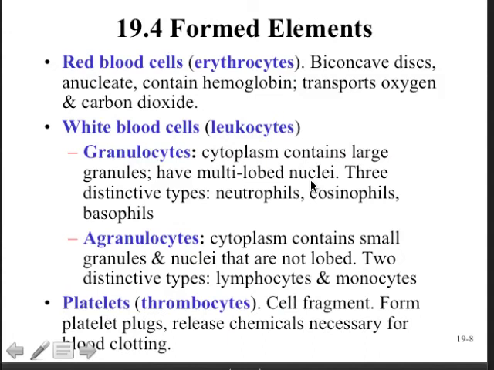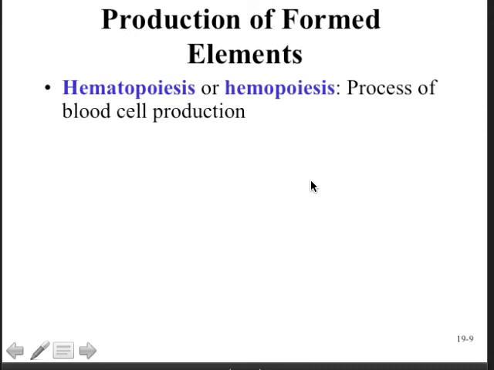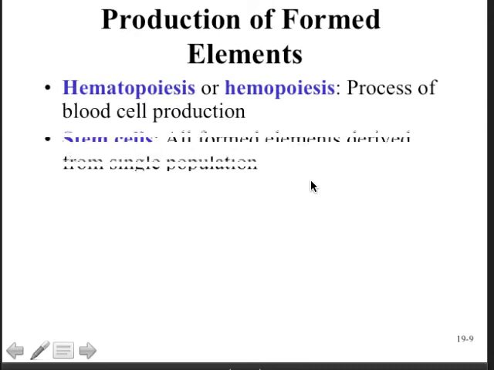The platelets are cell fragments that assist in blood clotting. They form platelet plugs and they release the chemicals necessary to produce the fibrin clot. Hematopoiesis is the process of blood cell production.